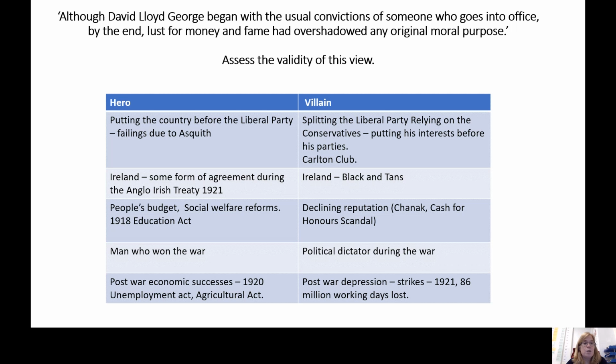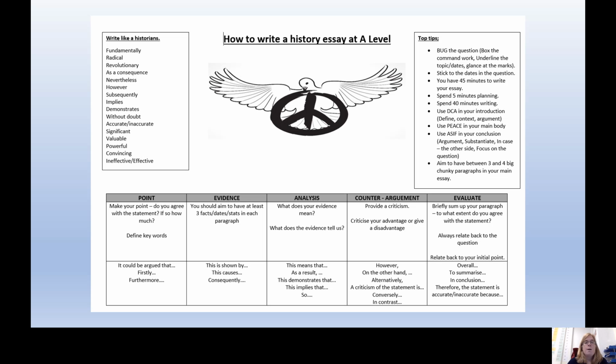Okay, so these are just some arguments you could use. They're not all of them, but I just thought I'd include them so we had a quick plan. Okay, right. Please remember this worksheet that I've made. It helps you to write a history essay. It's got some top tips there just on the side, which will help you. Remembering to bug that question, stick to the dates. We talked about the dates. Definitely start 1909. I'd probably start 1906 and go up to 1922. You've got 45 minutes. So like I said, spend 5 minutes to plan, 40 minutes to write. And then I'll go through the structure in a little bit more in the next slide.